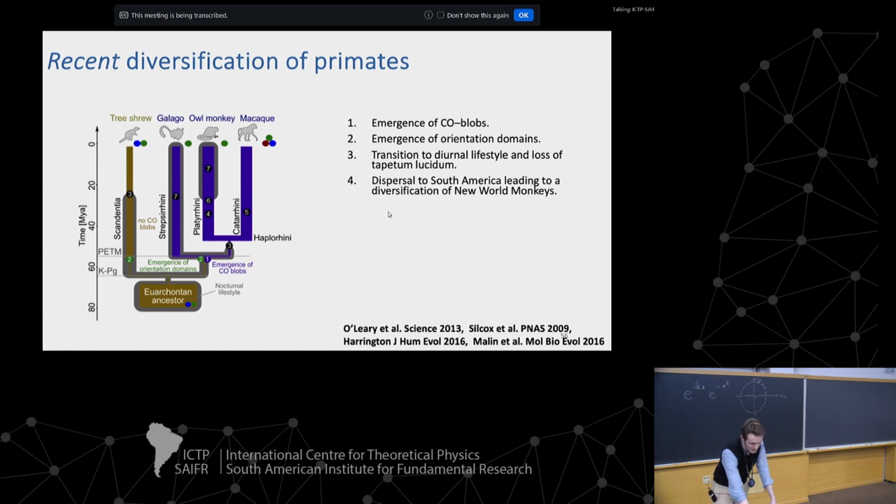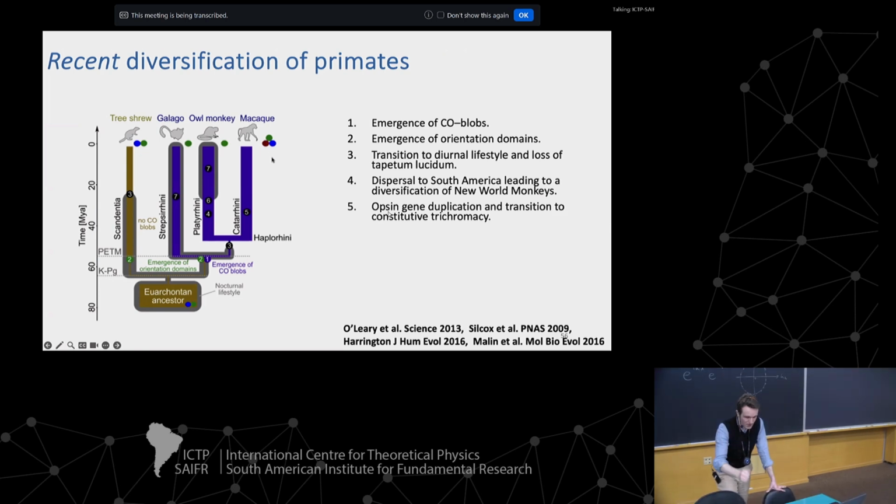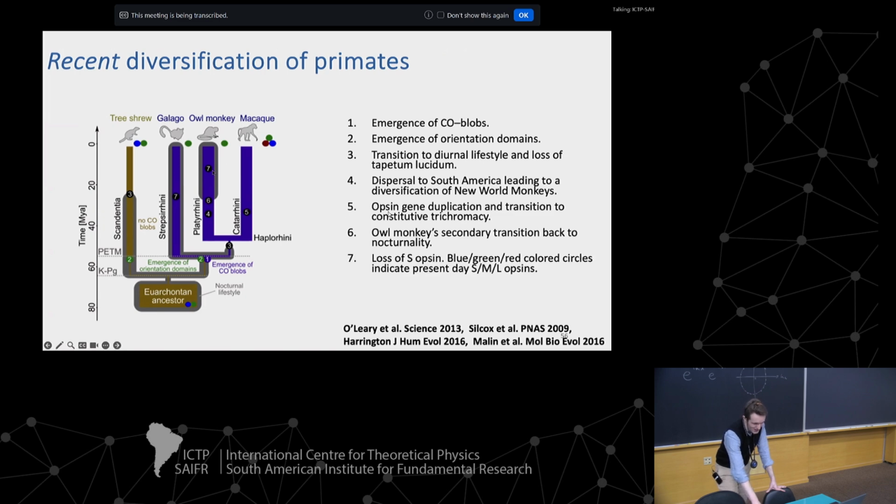Then there is the split between the Old World and the New World primates when South America and Africa split, leading to essentially independent evolution of both of these groups of primates. And then here for the macaque, we have the opsin gene duplication that gives rise to trichromacy in the Old World primates, and we are part of that group. Poor owl monkey returned back into nocturnality at some point, and then lost its opsin so that it is truly colorblind.